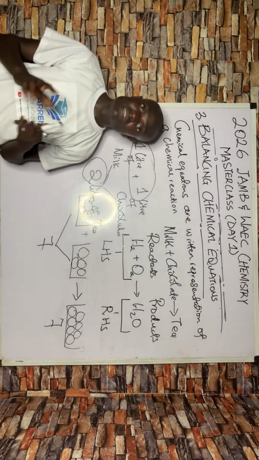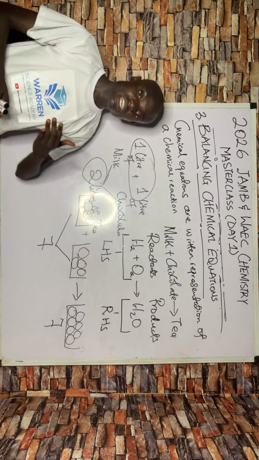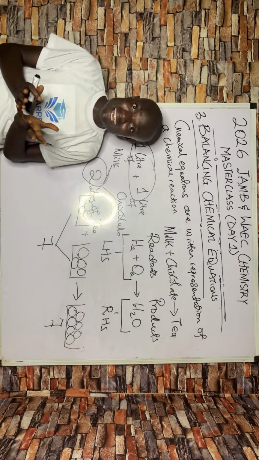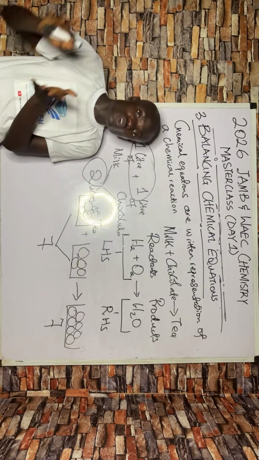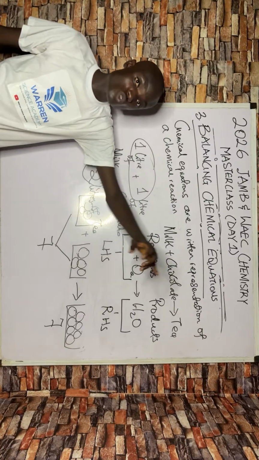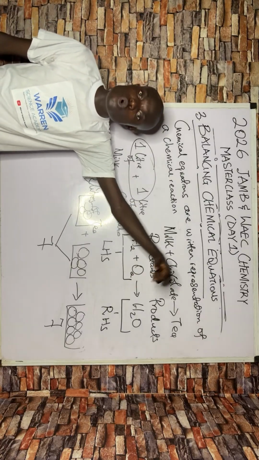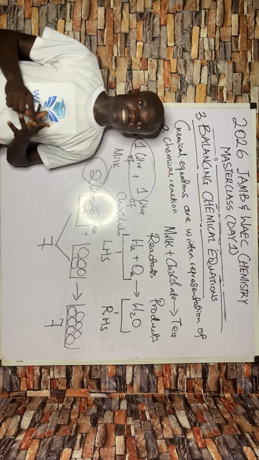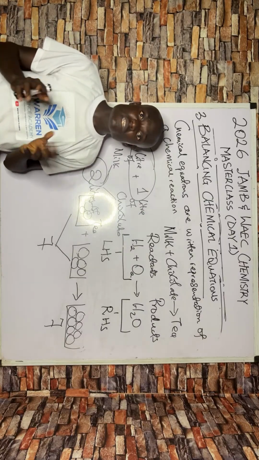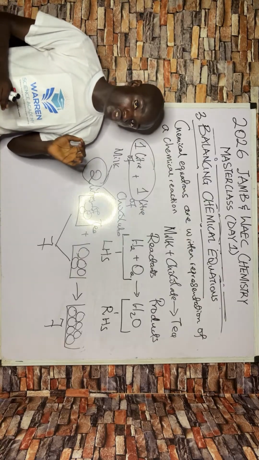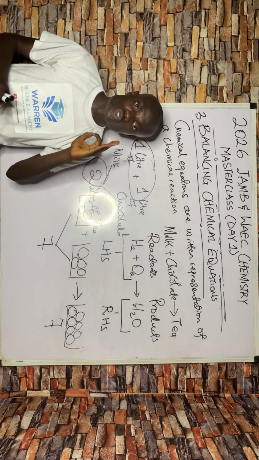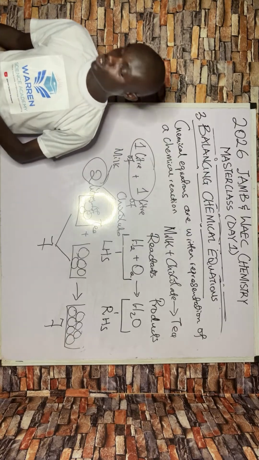So in essence, balancing a chemical equation means that the total mass of what we have on the left-hand side should also be equal to the total mass we have on the right-hand side. And this is very important for one reason: in chemistry, there's a law called the law of conservation of mass. I'll write that on the board.